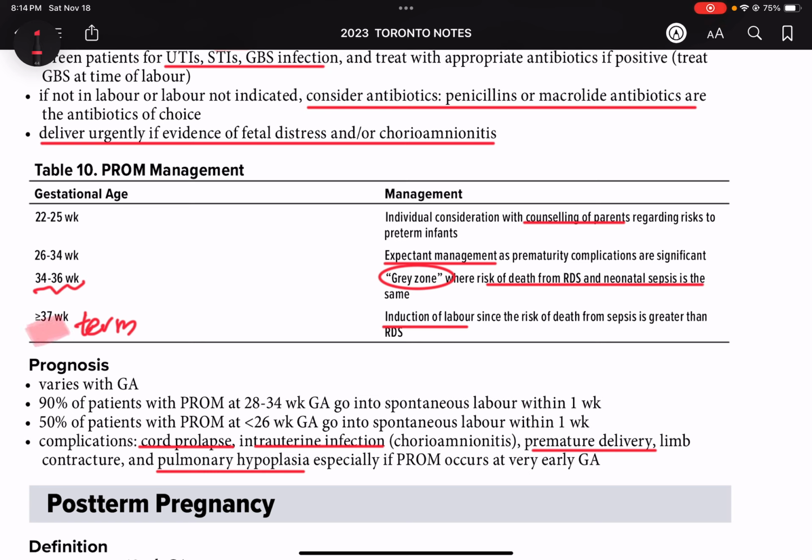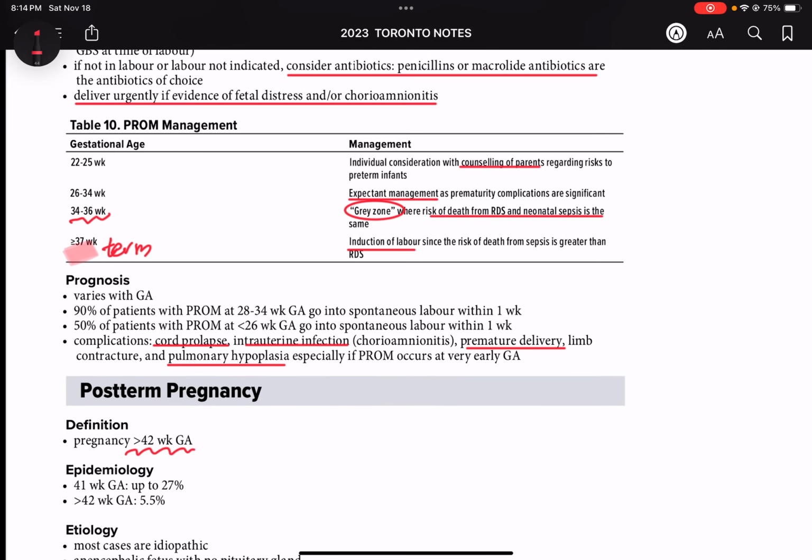Prognosis varies with gestational age. There are some complications: cord prolapse, intrauterine infections, premature delivery. Of course, it's rupture of membranes, so infection would be the first thing coming to your mind, and then premature delivery, any limb contraction, any pulmonary hypoplasia, because it was preterm, right? It was very early gestational age, and cord prolapse.